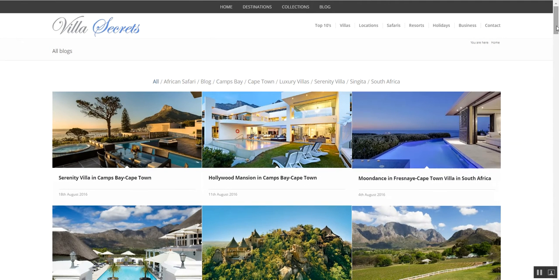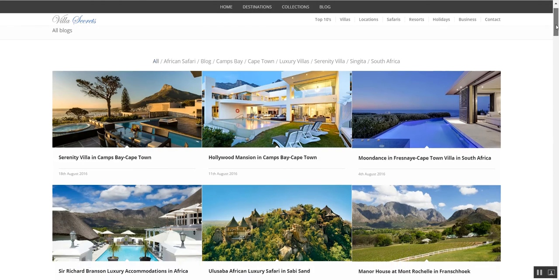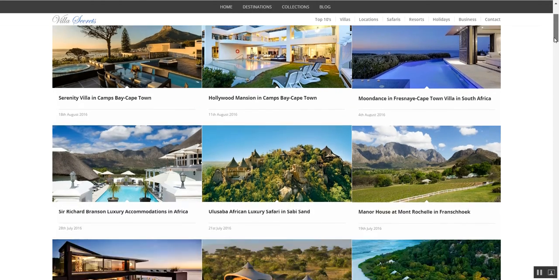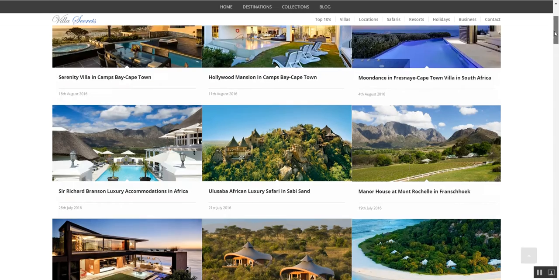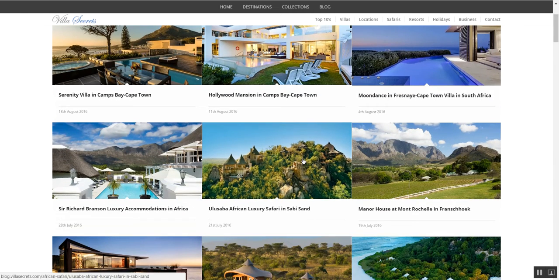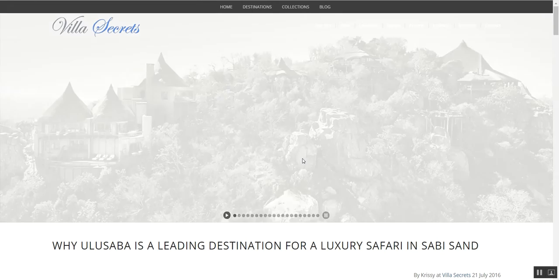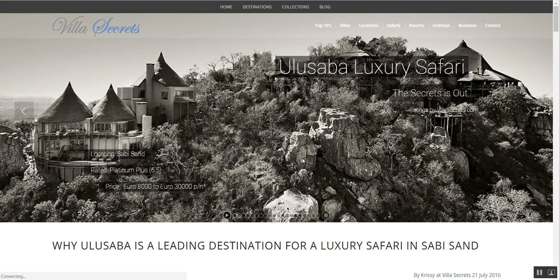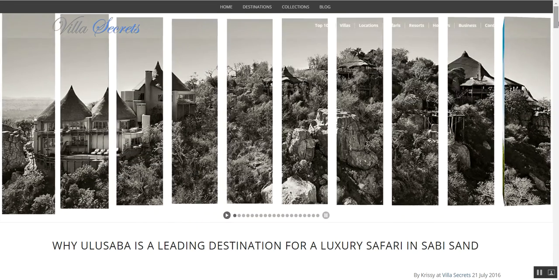This blog is in WordPress. The rest of the website is using our own framework. And for our blogs, we really go the extra mile. Let's have a look at one. Have a look at the Loose Arbour. That's Sir Richard Branson's safari lodge, but it can be rented out as two separate 10 to 12-bedroom villas at 250,000 rands a night per piece.